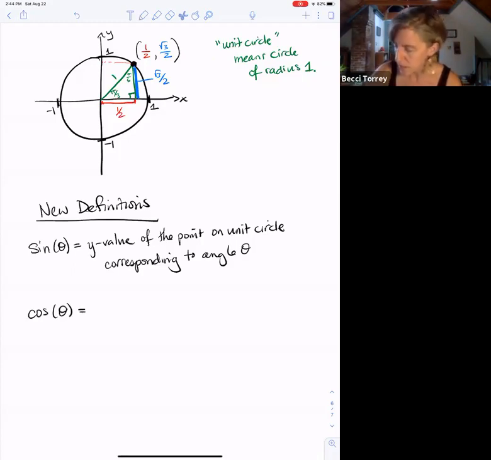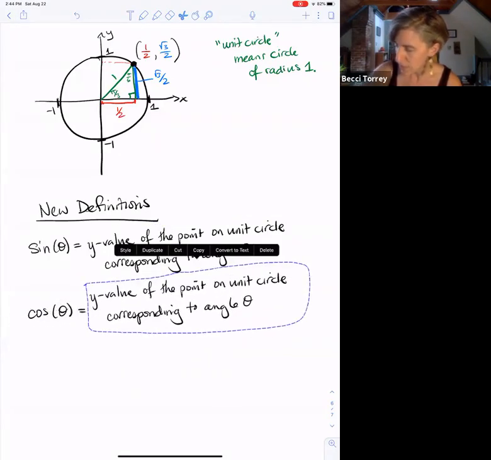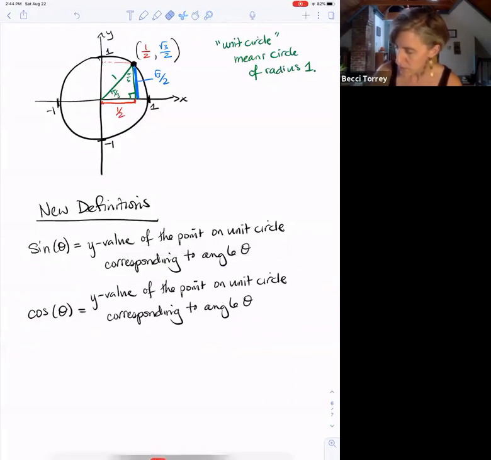So I can use my handy tools here. Copy, come down here and paste it, and then change this to x. It's the exact same definition. Cosine of theta is the x value of the point on the unit circle corresponding to this angle theta. So a couple of notes about these definitions.